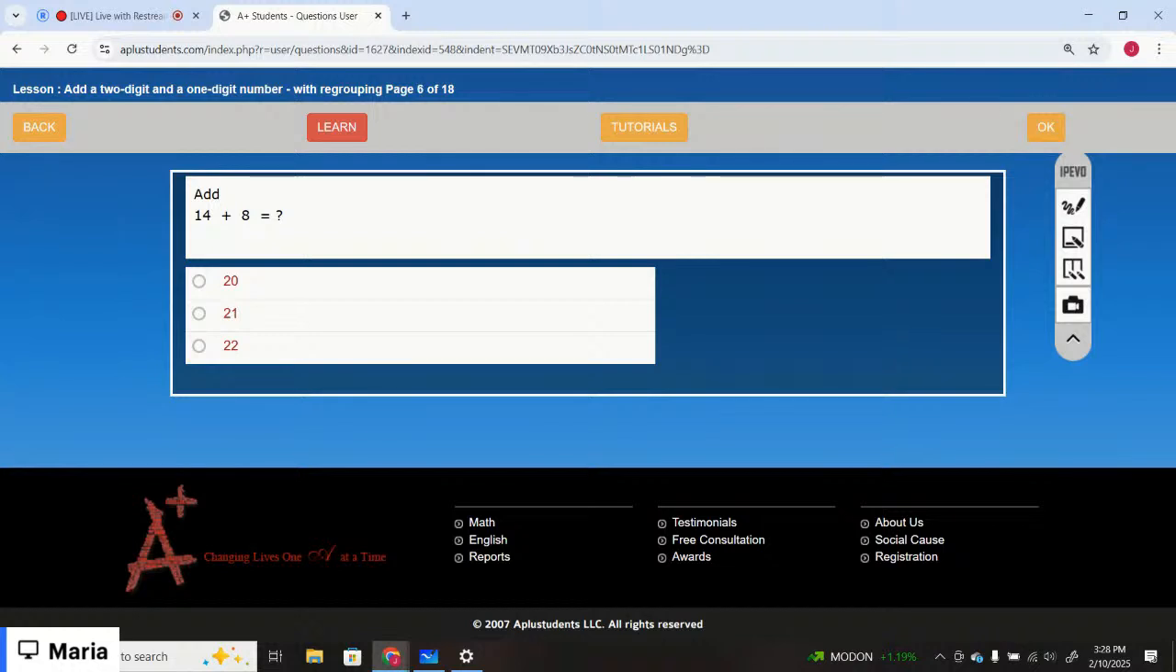14 plus 8, which is the correct option? 14 plus 8 is 22. Option number 3 is the correct option.